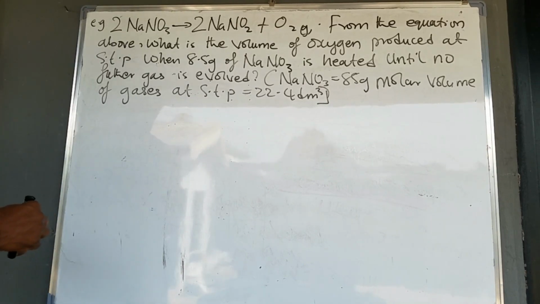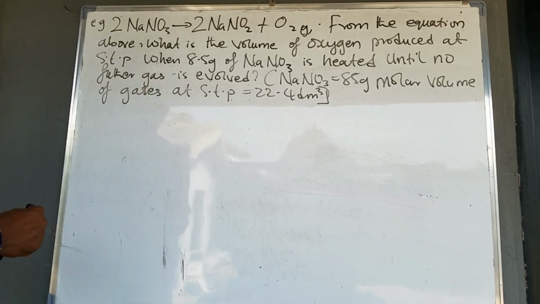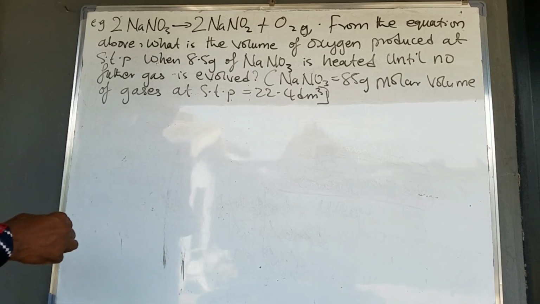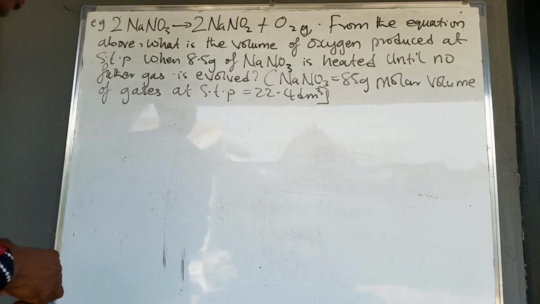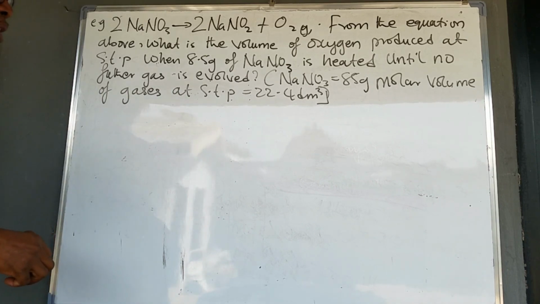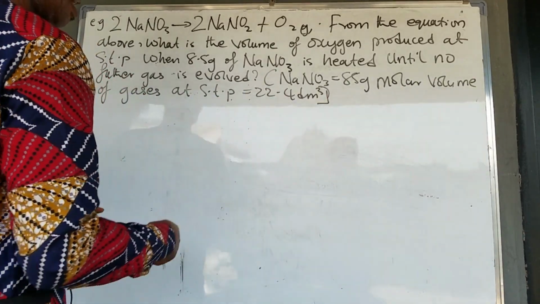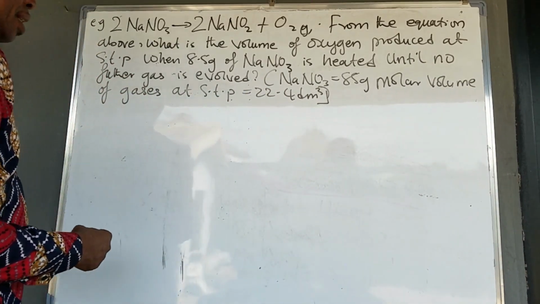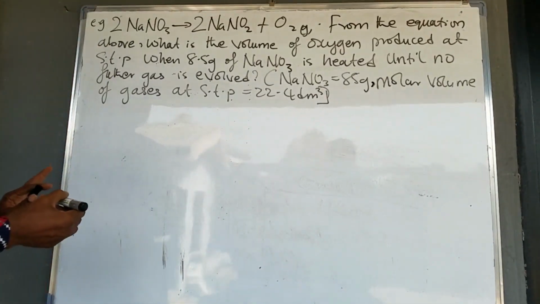Now let's look at this interesting SSC question. Sodium nitrate will decompose to give us sodium nitrite and oxygen gas. From the equation above, what is the volume of oxygen produced at STP when 8.5 grams of sodium nitrate is heated until no further gas is evolved? Now they gave us the relative molecular mass of sodium nitrate, which is 85 grams, and the molar volume of gases at STP as 22.4 dm³.